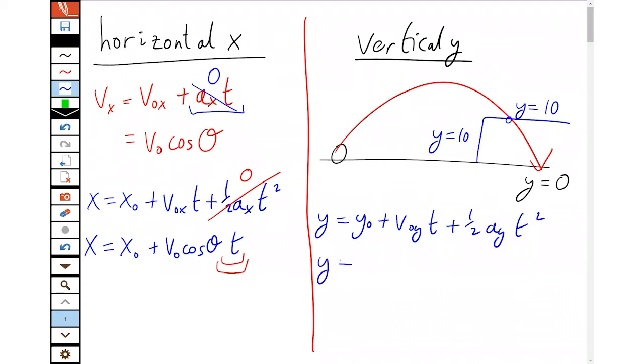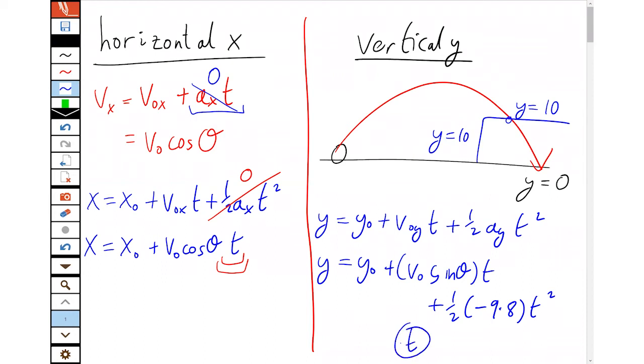The new height is the old height, plus the launch vertical velocity component, plus a half minus 9.8 times time squared. And you get an equation for time. You plug in the numbers, you solve the equation for time, and then you can plug it back in and find whatever you want, which works out nicely there.